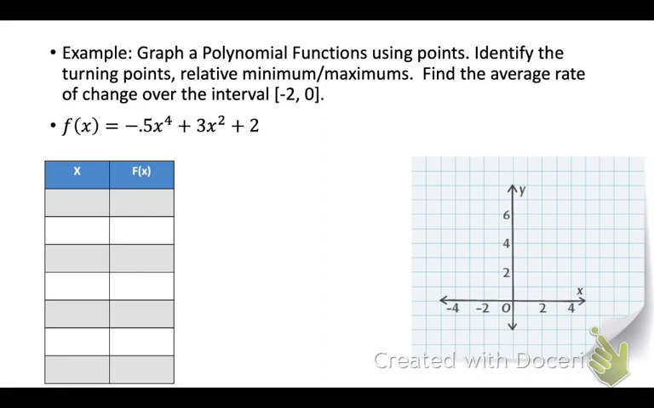Okay. Graph the polynomial function using points. Identify the turning points, relative minimums, maximums, and find the average rate of change over the interval of -2, 0. That is a lot. Break that down. Find the average rate of change. Slope, that's easy. Okay. Negative 0.5. So we're not there yet.